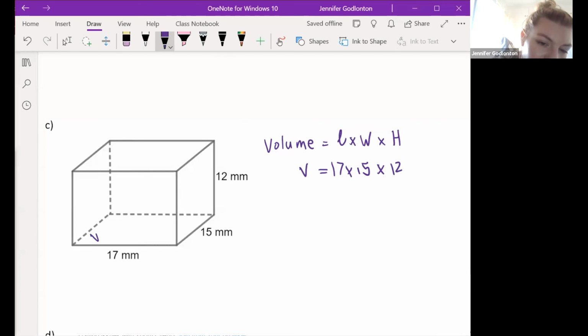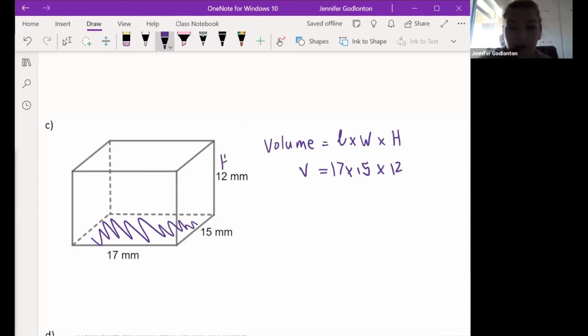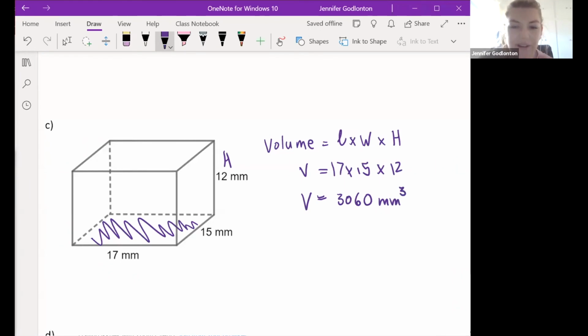So the 17 times 15, that's giving us our base down here. And then the 12 is our height of our shape. Okay, what is our final answer with this one? 3060 millimeters cubed. Beautiful, nice job. Perfect, perfect. Okay, good. Guys, good progress. Nice. Okay, I see lots of hands, but I think lots of you had your hands up to answer. So if your hands were up to answer, just pop them down for me. And then if they still stay up, then I'll come and deal with the questions that are there.